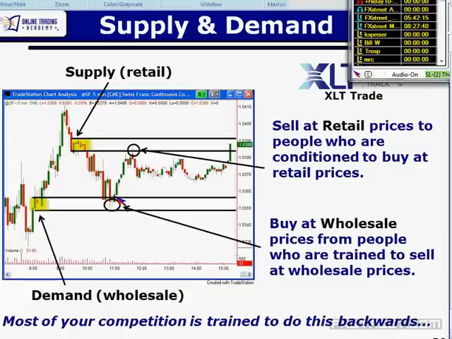Okay, and of course we only want to buy at demand when supply is far enough away. In other words, just because we have a demand level and a supply level doesn't mean we have a trade. These two need to be far enough away from each other to offer us the proper risk-reward scenario that we're looking for. At least 2 or 3 to 1 to the first target. Make sense?